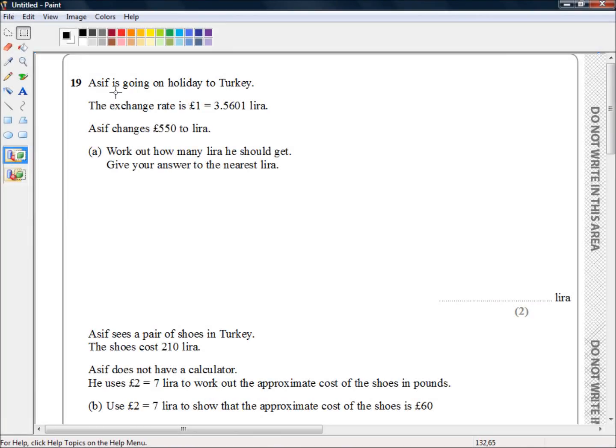These are the ones that go from grades 9 through to 1. This is Edexcel paper 1MA1/3F. It's the third paper in the foundation tier. It is a calculator paper and we're picking up in question 19.